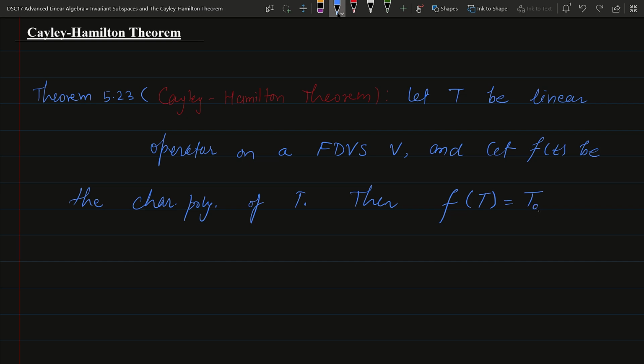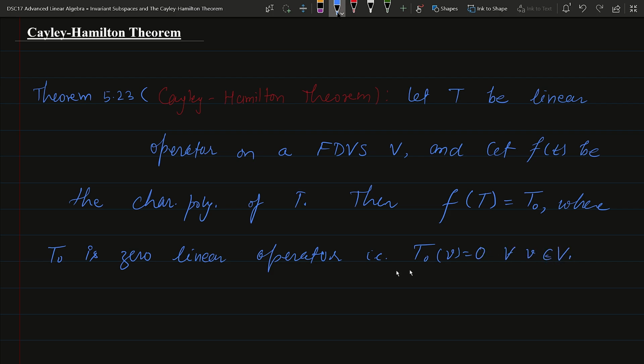Here T naught represents the zero linear operator, where T naught is zero linear operator. That is T naught of v equal to 0 for all v belongs to V. ठीक है, हर एक वेक्टर V की T नॉट इमेज 0 पर जा रही है, इसलिए हमने इसको जीरो वेक्टर बोला है.